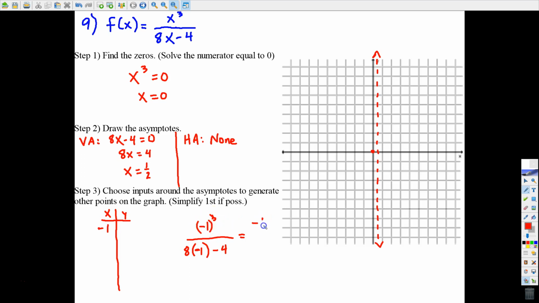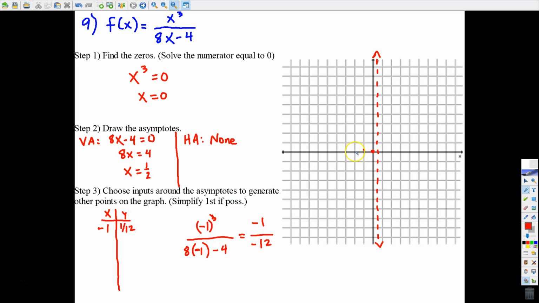-1 cubed is -1. And down here we have -8 minus 4, which is -12. And when we put these two fractions together, negative divided by negative is positive. So I get 1/12. That's really, really small. So I'm just going to estimate where I think 1/12 is, right above the x-axis. So I go -1 and then up just a little bit.